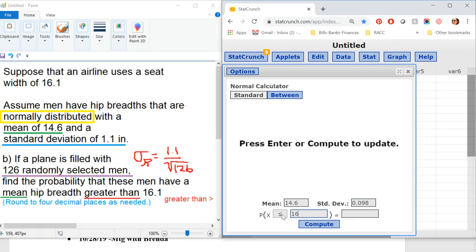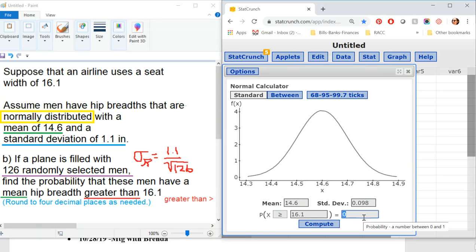16.1 is now a sample mean, and we notice that we want the area to the right, greater than, so we have to change this. We click. It is a very, very small probability that you would get something as large as 16.1 for a group of 126 men that now has a standard deviation of 0.098. It's more than 4 standard deviations away. It is several standard deviations away. We could compute that with our z-score, but for now we can see that the probability is essentially 0 because it is so far away.